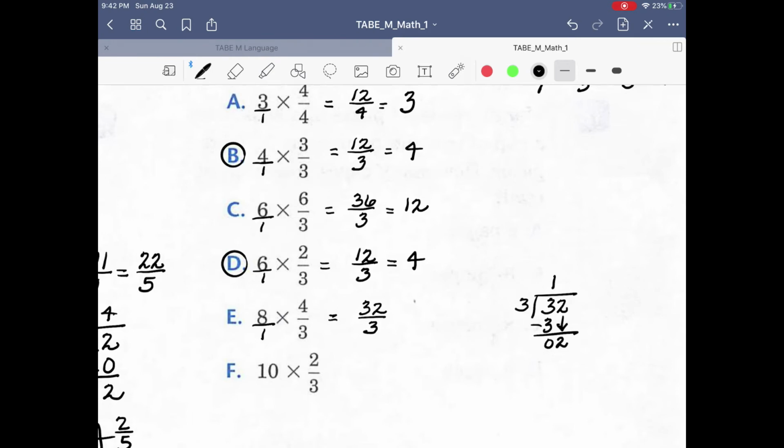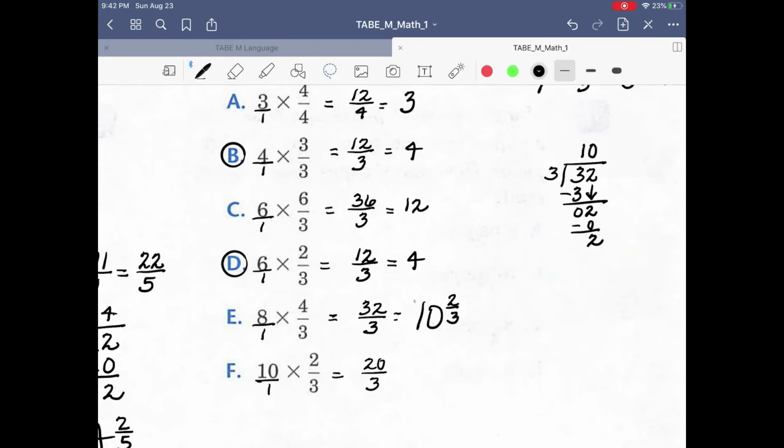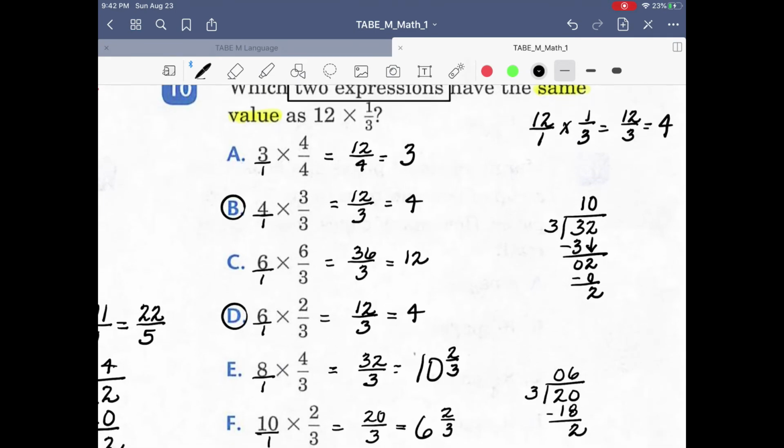3 into 3 is 1 with none left. 3 into 2 is 0 with 2 left. So this is equal to 10 and 2/3. Definitely not what I'm looking for. And then this one is going to be 20 over 3. And let me work that one out for you. 20 divided by 3 is going to be 6 times with 2 left, which is 6 and 2/3. So the two that we're looking for are B and D. Those are the two that equal 4.